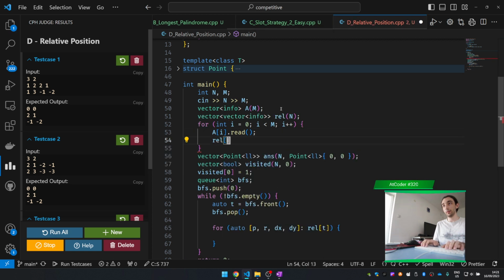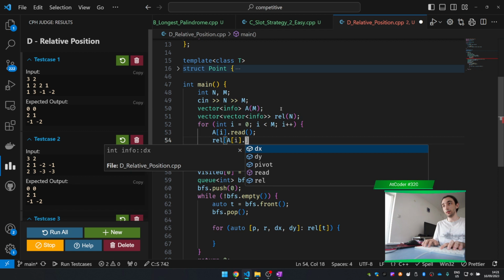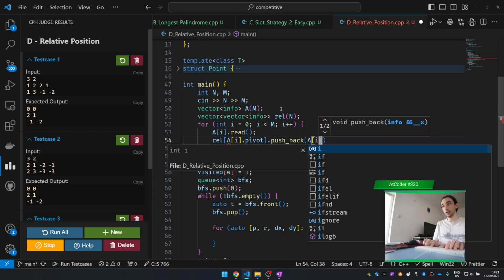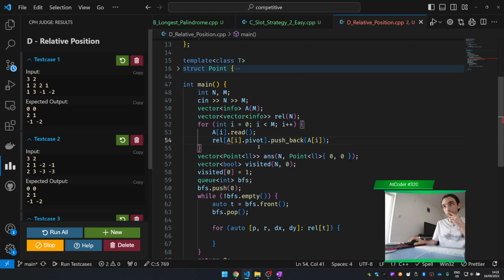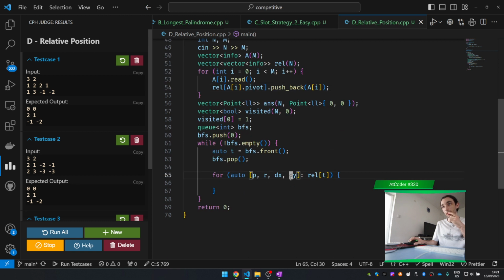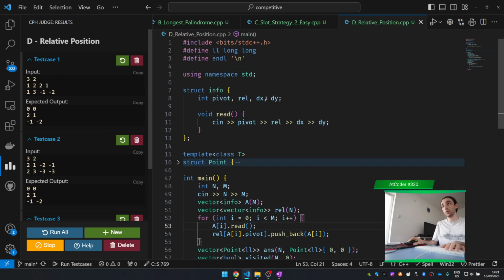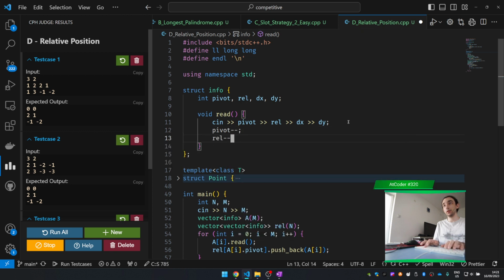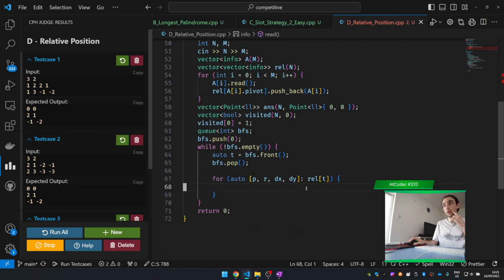Relative at AI dot pivot, pushback AI, right? Yeah, so of course pivot and relative should be minus minus.